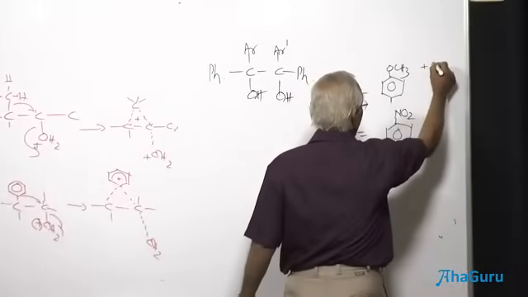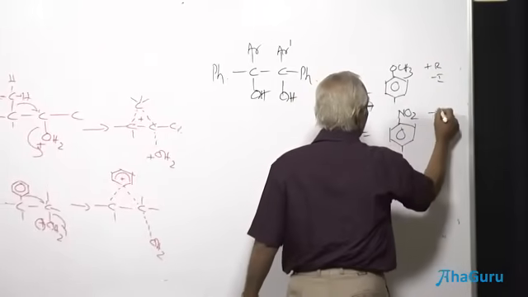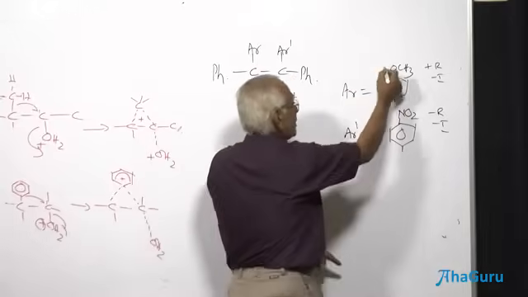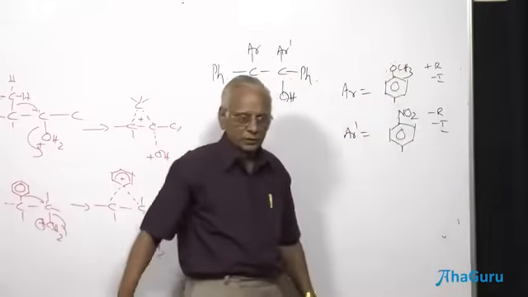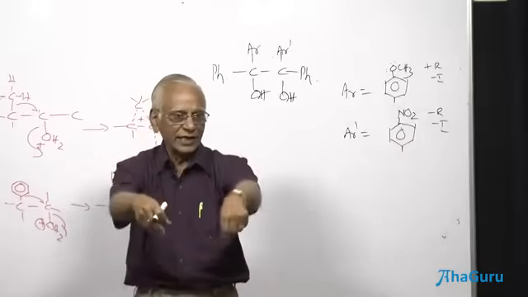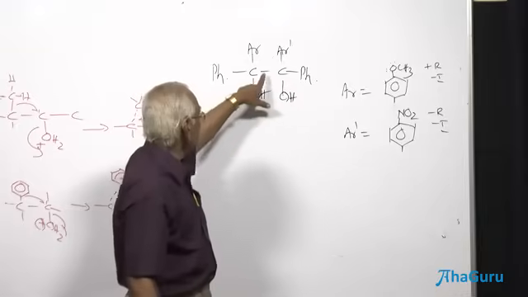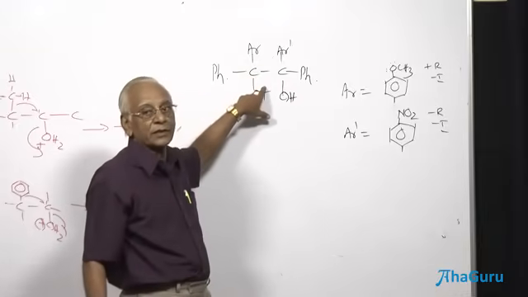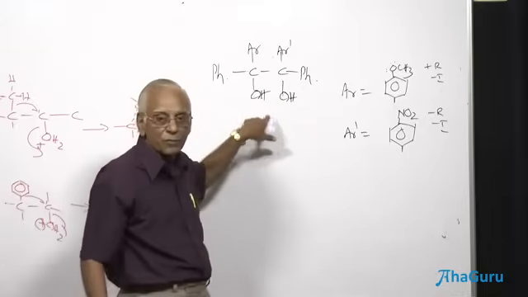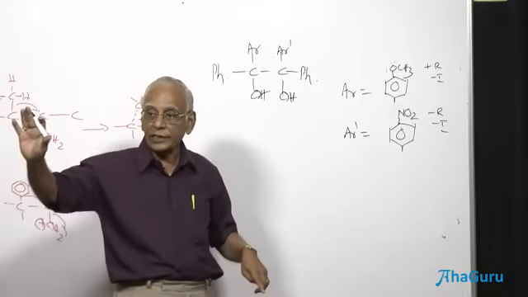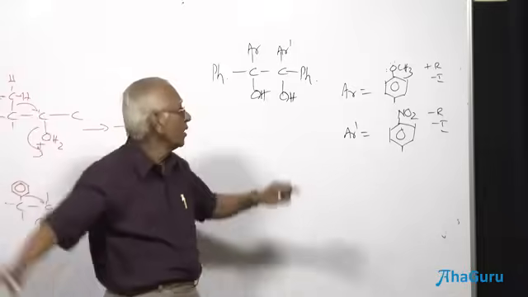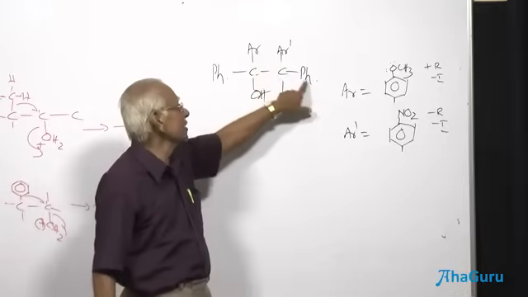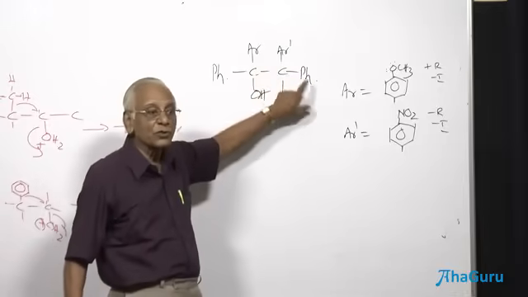It's got the plus R effect and minus I effect. It's got the minus R effect and minus I effect. Plus R effect because of the lone pair. Plus R effect is electron releasing. So, if a positive charge is formed, it can be stabilized by resonance. So, of these two, this OH group is likely to be protonated and is going to be removed as water. Having decided which hydroxyl group, obviously you have to migrate any one of these two groups.